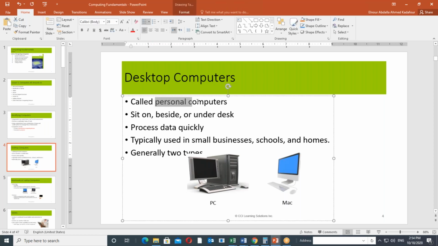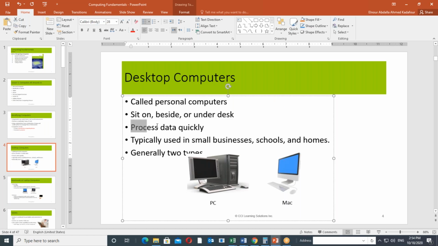It is a personal computer. Another name for the desktop computer is personal computer. Keep in mind, personal computer doesn't mean that it's yours, that you own it, but that you are using it. Got it? It sits on, beside, or under the desk. How you keep this computer on top of the desk, beside the desk, or even under the desk is up to you.